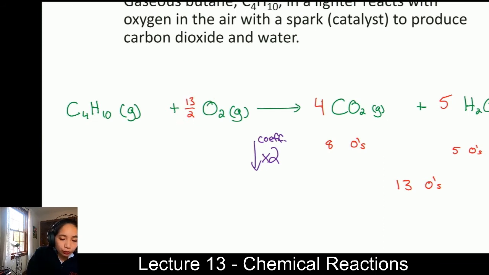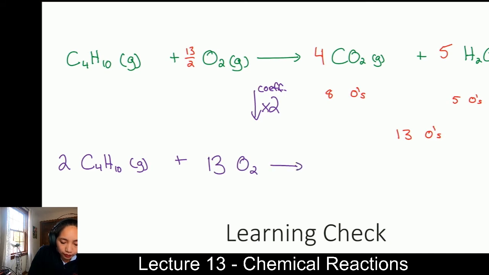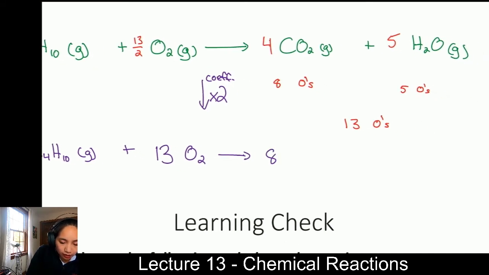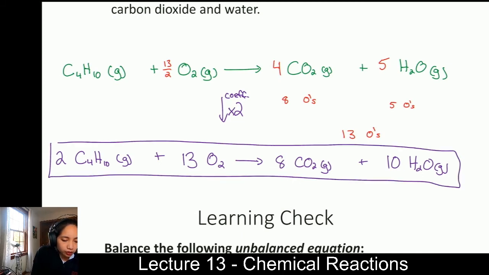So we would rewrite this balanced equation as 2 C4H10 gas plus, so 2 times 13 over 2 is just 13 O2, gives us 8 CO2s and 10 H2Os gas. And so there is our balanced formula, or balanced chemical equation.